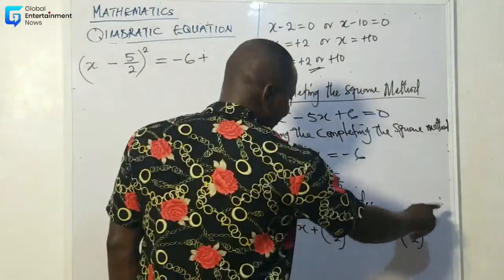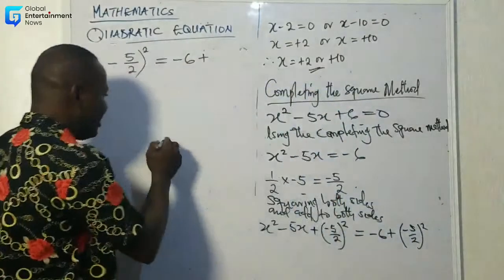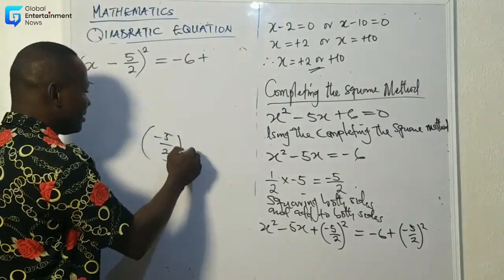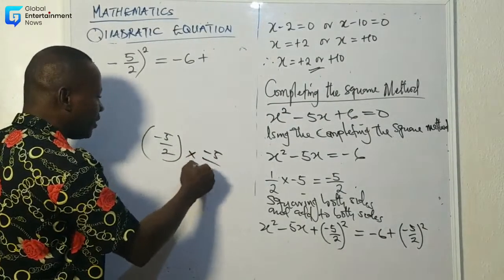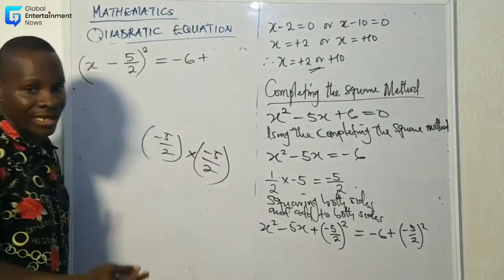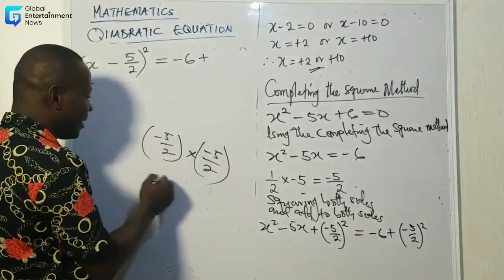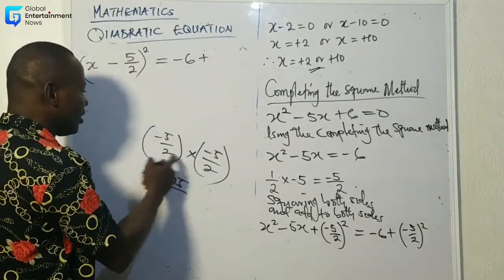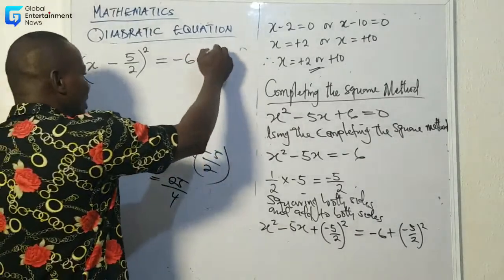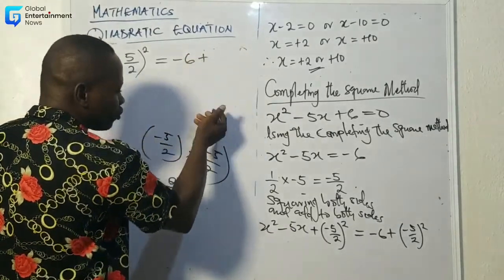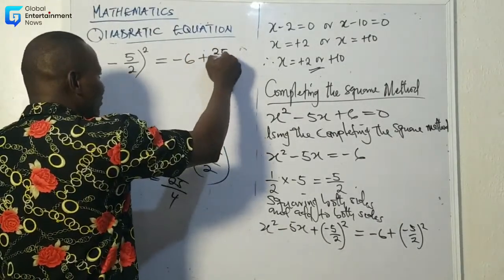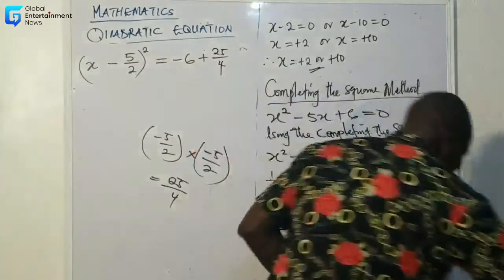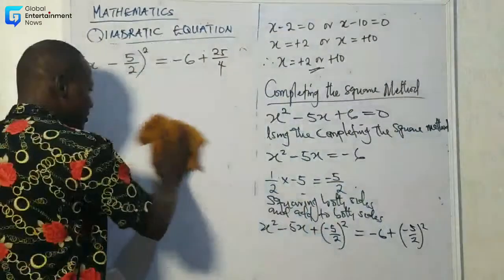minus 5 all over 2 times minus 5 all over 2. That means in two places, that is what we have. So minus 5 times minus 5 is 25, all over 2 times 2, which is 4. It will turn to plus, which is 25 all over 4. Then what next?